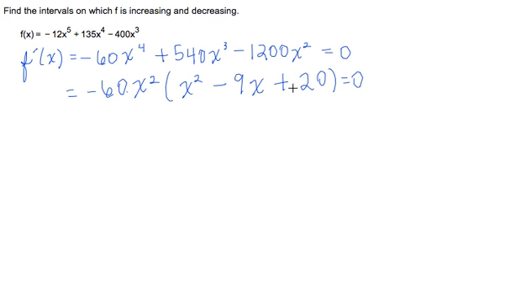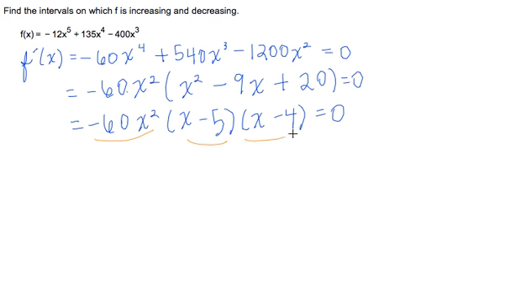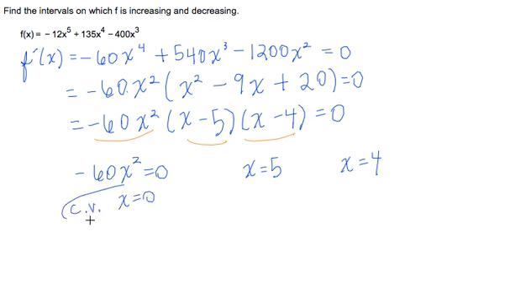If we did minus 5 and minus 4, it will factor. x minus 5 and x minus 4 seems to work. Then setting each of these three factors equal to 0 gives negative 60x squared equals 0, so x equals 0. x minus 5 equals 0 gives x equals 5, and x minus 4 equals 0 gives x equals 4. So we have three critical values, 0, 5, and 4.